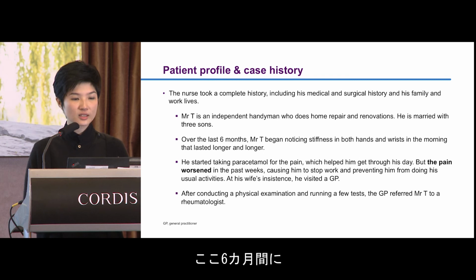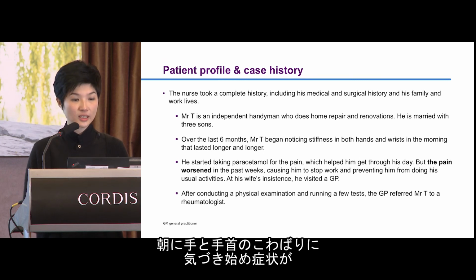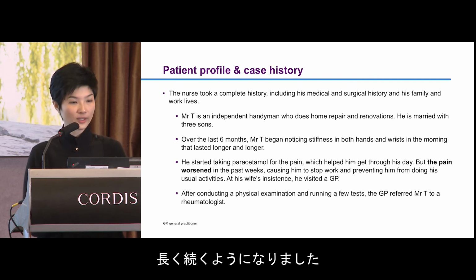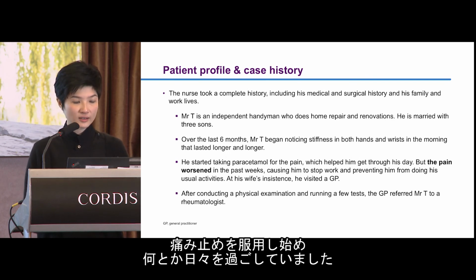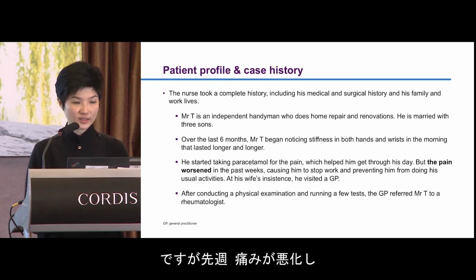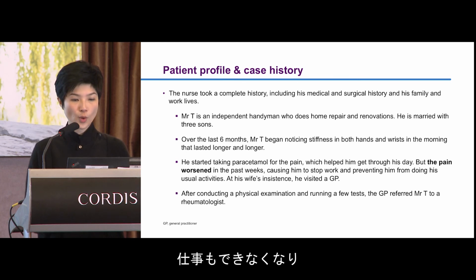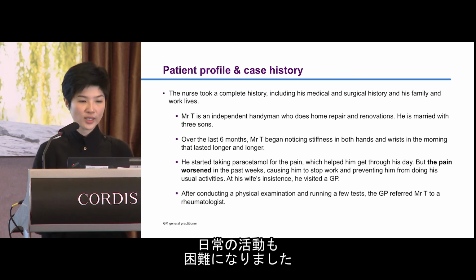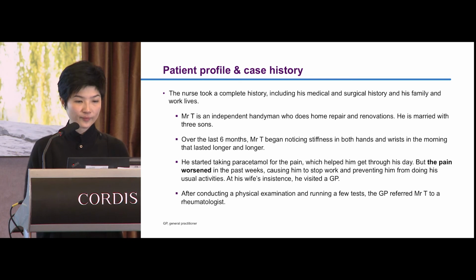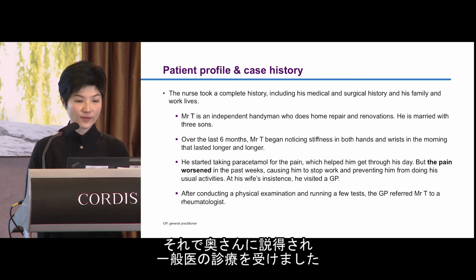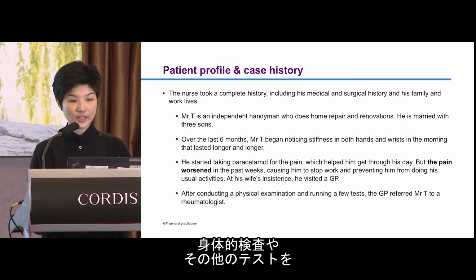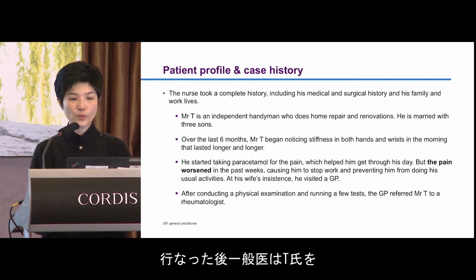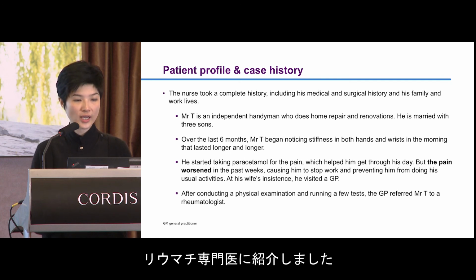Over the last 6 months, Mr. T began noticing stiffness in both hands and wrists in the morning that lasts longer and longer. He started to take painkillers to help him get through his days. But the pain worsened in the past weeks, causing him to stop work and preventing him from doing his usual activities. With his wife's insistence, he visited the GP. After conducting physical examinations and running a few tests, the GP referred Mr. T to a rheumatologist.